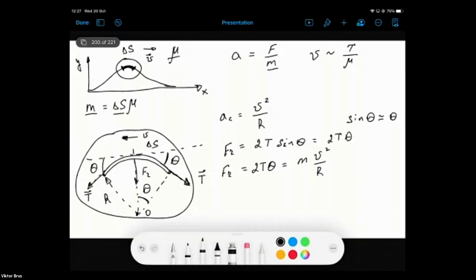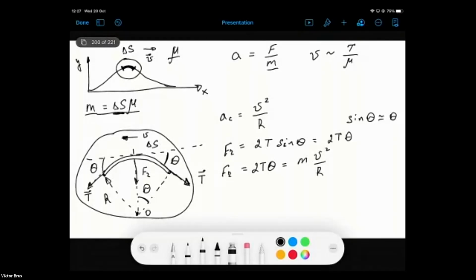So now we have this m, and we need to define it somehow. And better that we define it in terms of theta in order to get rid of this angle in the final equation. So we mentioned here already that mass is equal to delta S times mu. How can we express this length of the segment, delta S, in terms of theta?